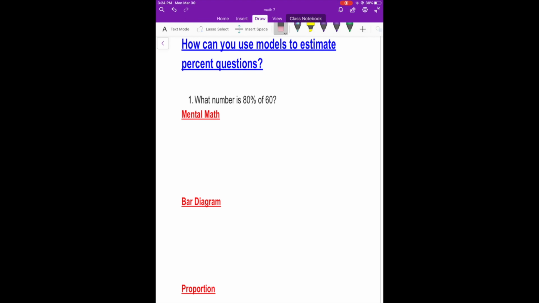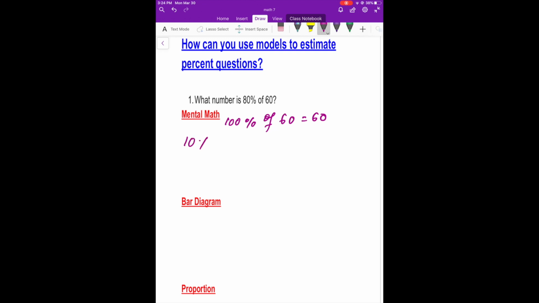So in this lesson, we are going to find the answers to the percent question. The first question is, what number is 80% of 60? Using mental math, you already know 100% of 60 is 60. 100% of any number is going to be the number itself. So 80% is very close to 100%, so the answer will be very close to 60 but less than 60.